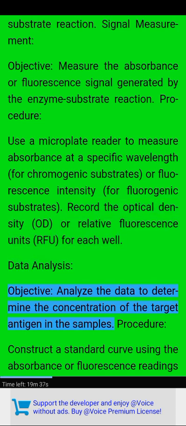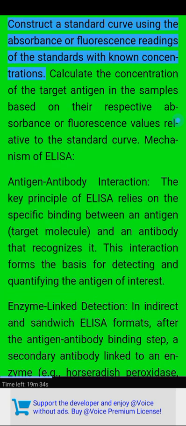Data analysis. Objective. Analyze the data to determine the concentration of the target antigen in the samples. Procedure. Construct a standard curve using the absorbance or fluorescence readings of the standards with known concentrations. Calculate the concentration of the target antigen in the samples based on their respective absorbance or fluorescence values relative to the standard curve. Mechanism of ELISA.